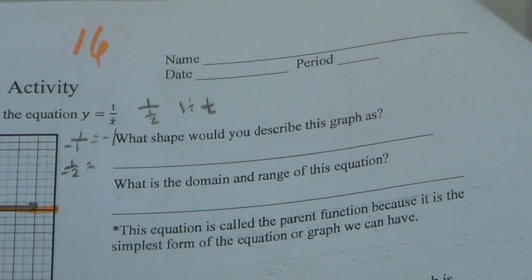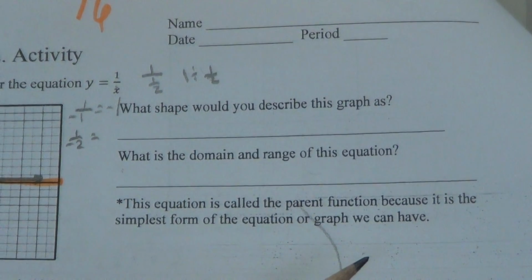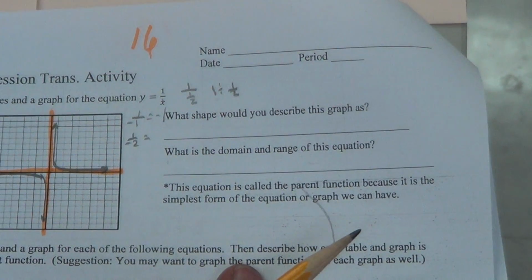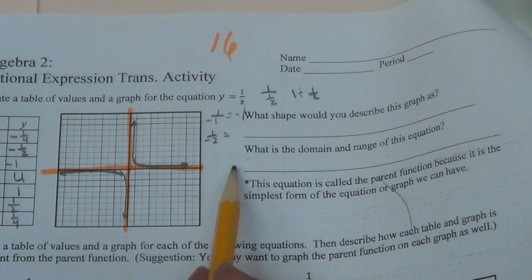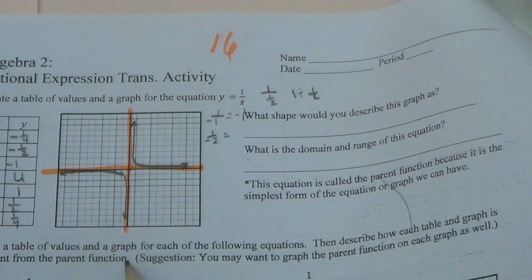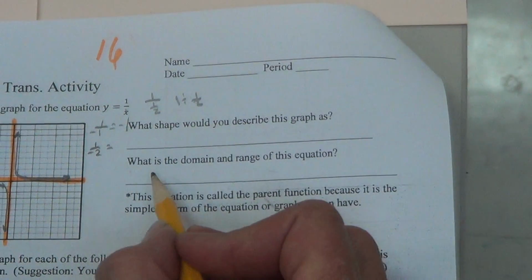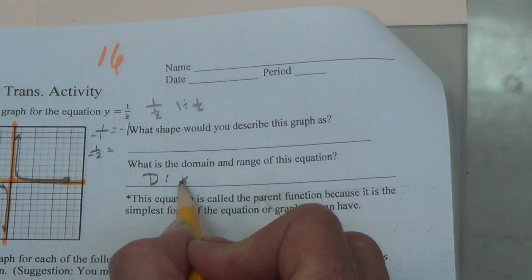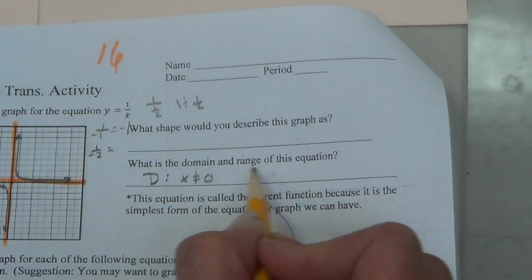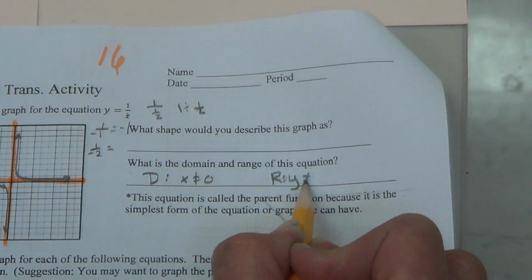So that kind of changes our domain and range. Our domain and range we can list as going on and on forever that way and on forever that way, but we've got a dead spot right in the middle, or a no zone. So when you get to domain, it's kind of funky on this one. You go, domain is x cannot equal 0. Range, y cannot equal 0.